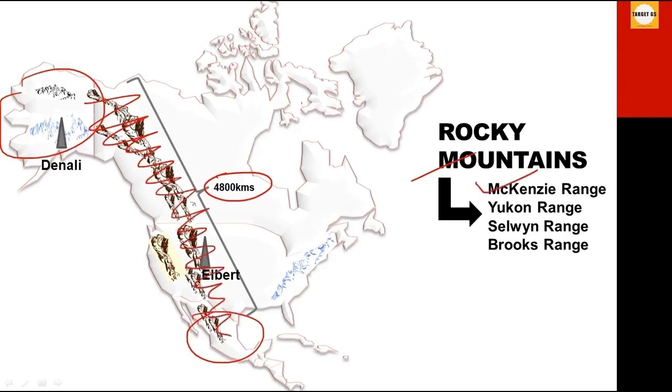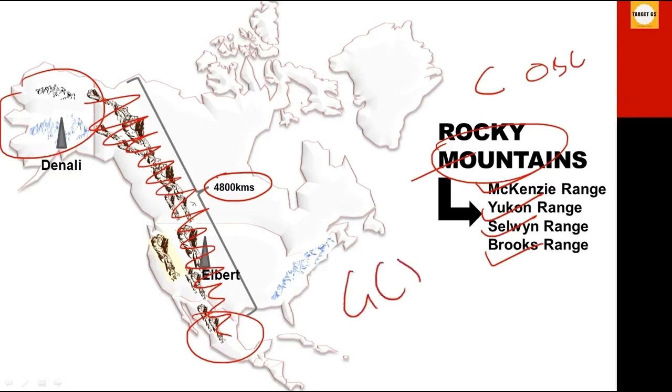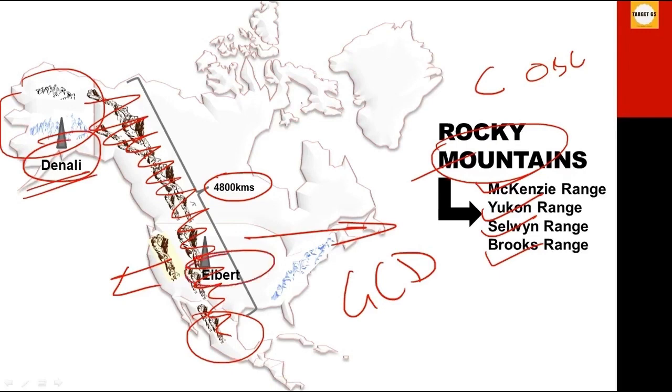And Mackenzie Range, Yukon Range, Selwyn Range and Brooks Range, all these are part of the Rocky Mountains, and these Rockies are rich in mineral deposits like coal, oil and gas and other mineral deposits. And these Rocky Mountains are also called the Great Continental Divide, as they separate the rivers flowing into the Atlantic and the Pacific Ocean. And Mount McKinley, which is also called Denali, is the highest mountain peak in North America, whereas Mount Elbert is the highest mountain peak in USA.